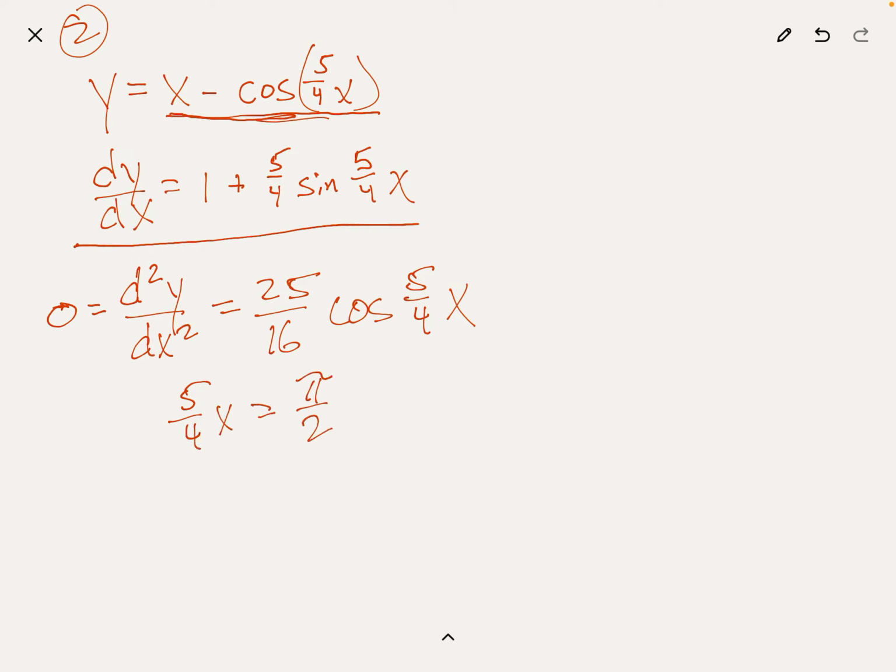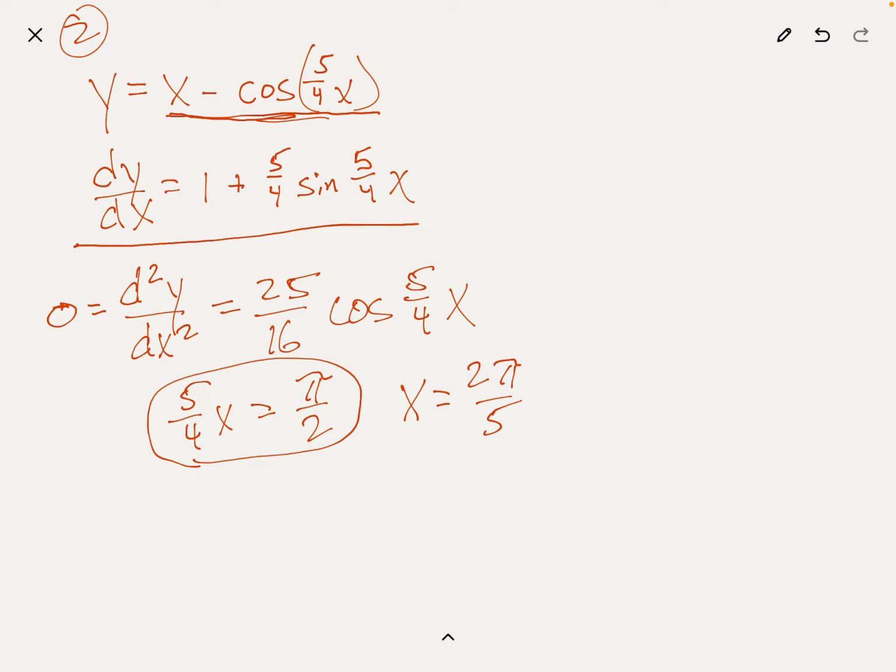Of course, there are other times when cosine 5/4 x will equal 0. But this is the most obvious one, the first one you might come to. And so this would be when x equals 4 pi over 10, or 2 pi over 5. Okay.